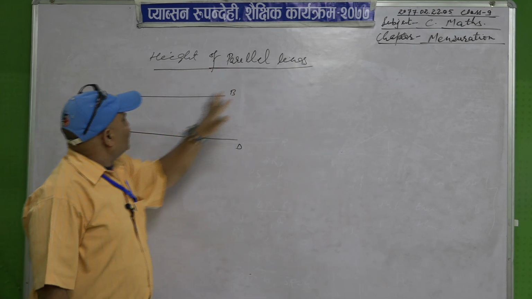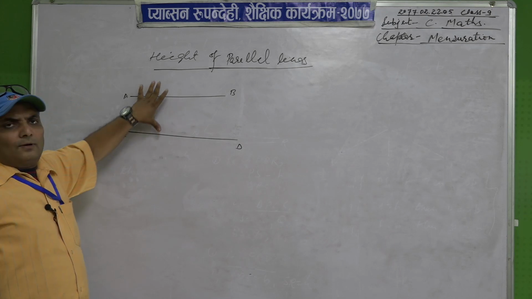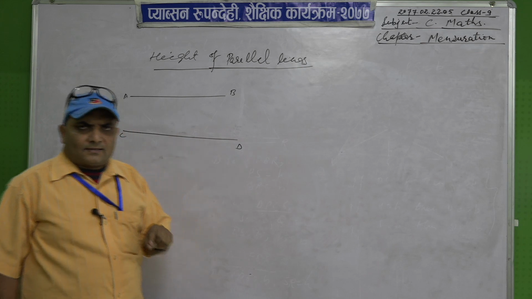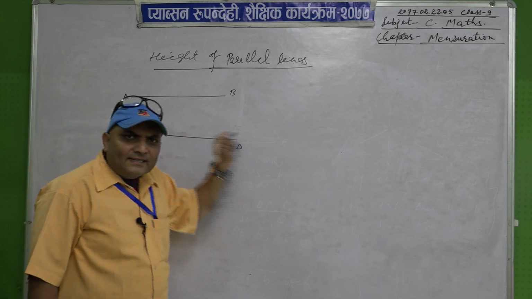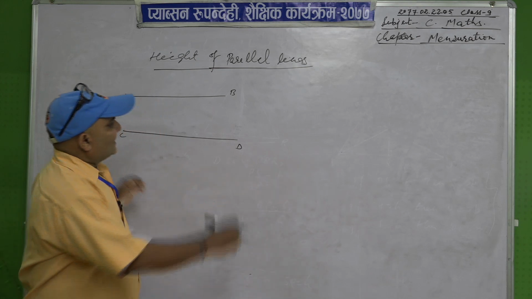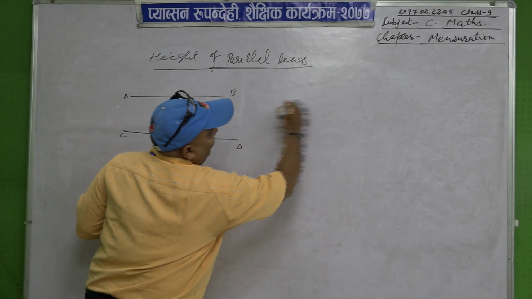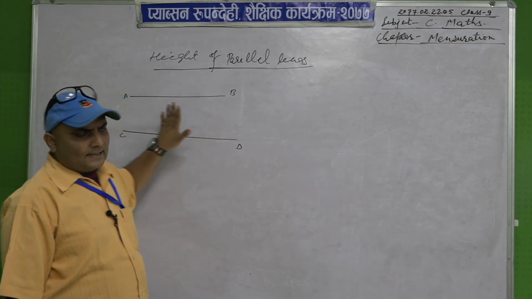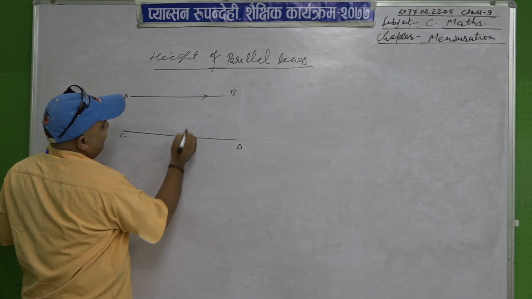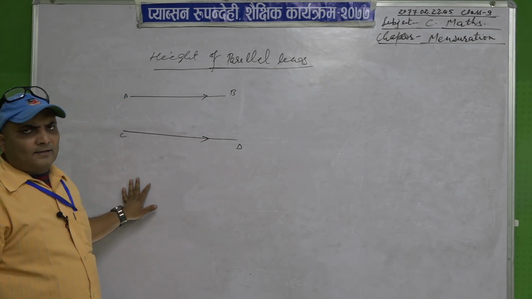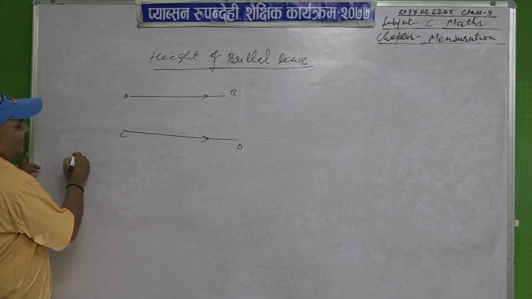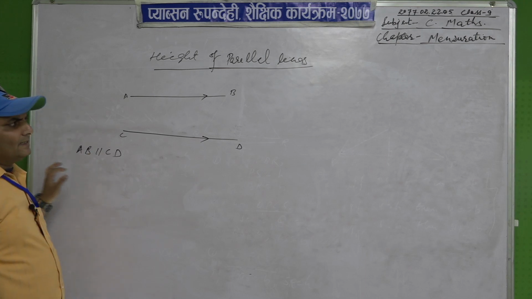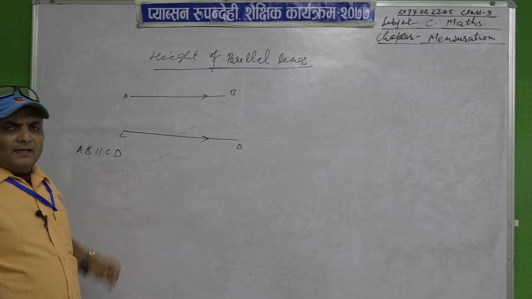Height of the parallel lines. What are parallel lines? Two lines are called parallel lines if they never intersect each other when they are produced. If we produce these two lines and if they never intersect each other, then they are parallel lines. In this figure, AB and CD are parallel lines, and for parallel we use this symbol. AB is parallel to CD.